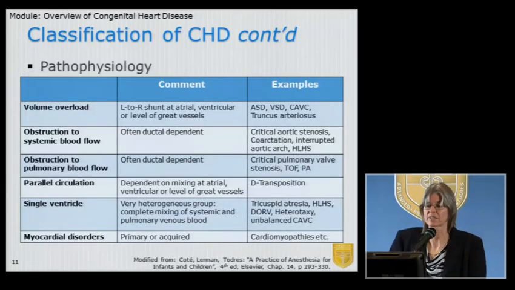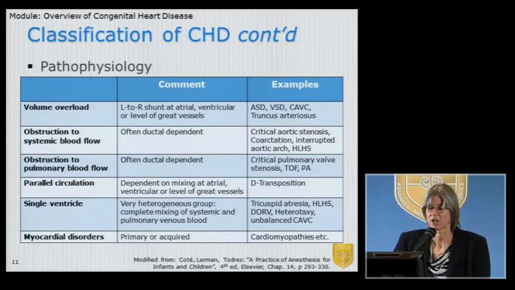Some find it easier to classify the congenital heart defects according to the common pathophysiology. So you would look at patients that have more of a volume overload, either by left to right shunt at the atrial, ventricle, or level of the great vessels: ASDs, VSDs, canals. Or is there obstruction to systemic blood flow? Could be ductal dependent, critical aortic stenosis, coarctation, interrupted aortic arch.